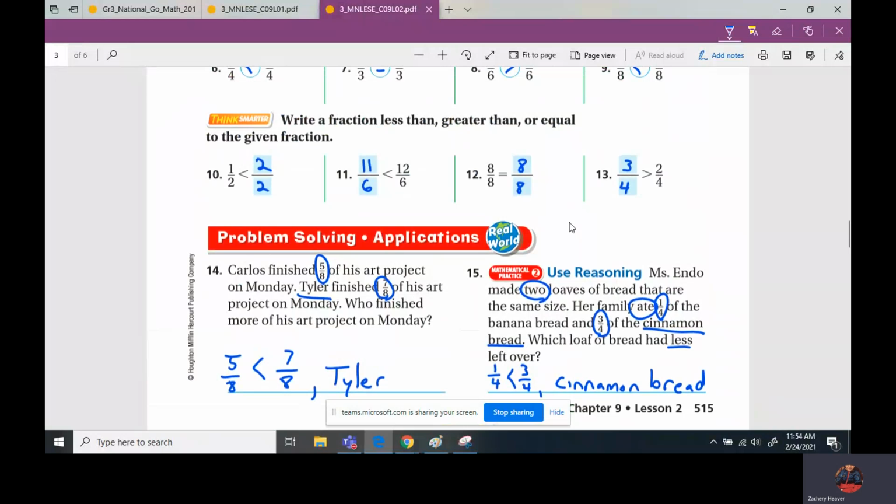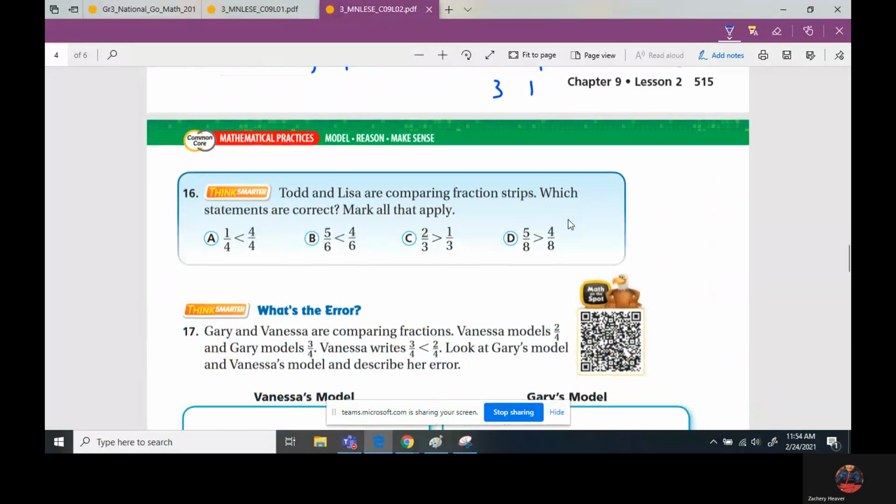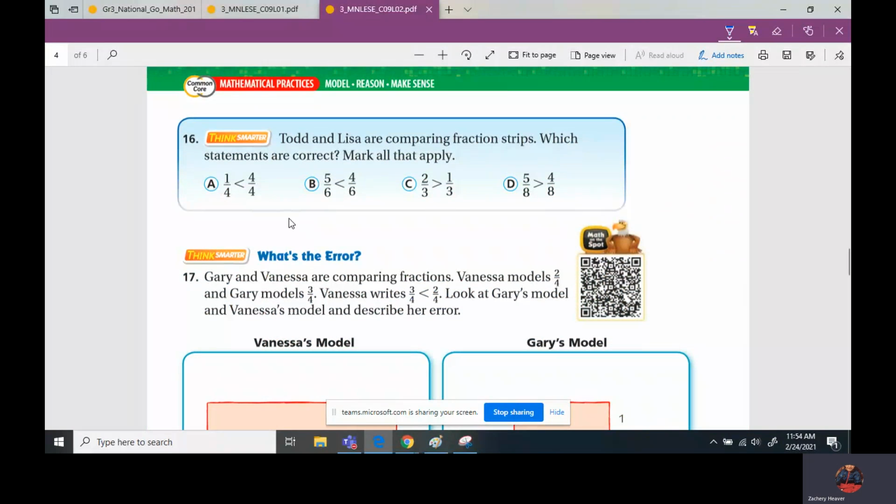Need to pause it here. The next one. Todd and Lisa are comparing fractions. What statements are true? So, is 1 less than 4? Because these are the same. Yes. Is 5 less than 4? No. Is 2 greater than 1? Yes. Is 5 greater than 4? Yes.